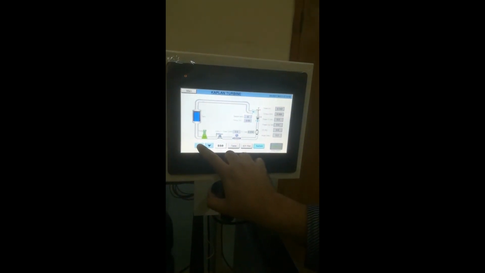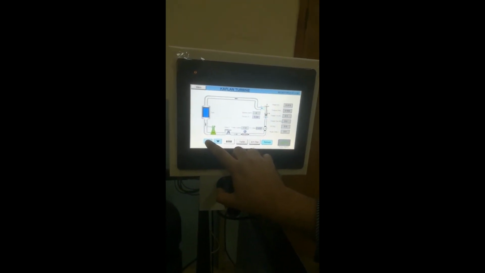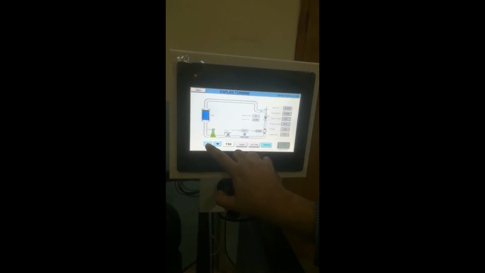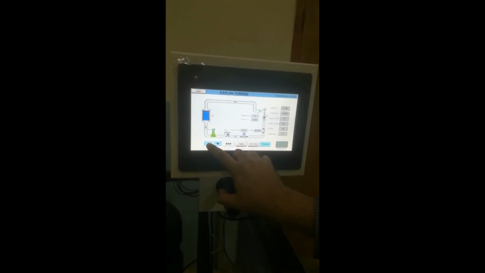I am taking an increment and see where it starts giving output power.